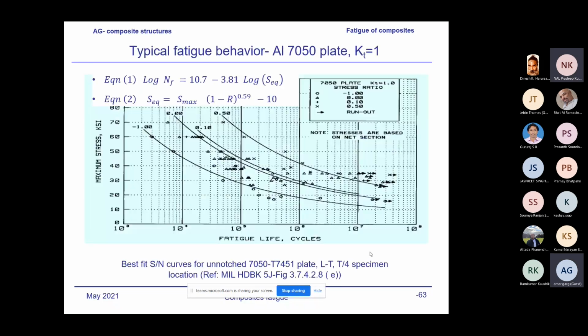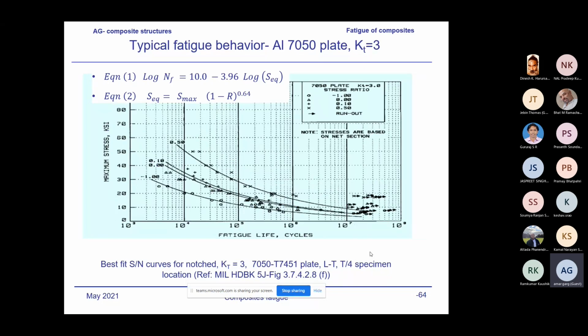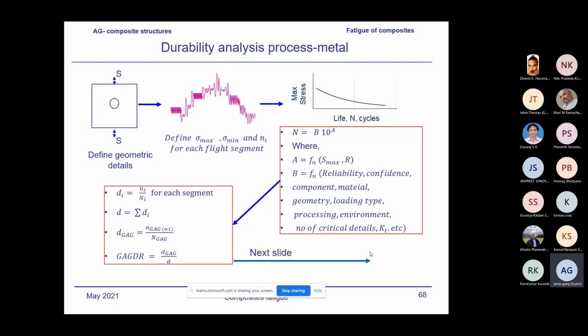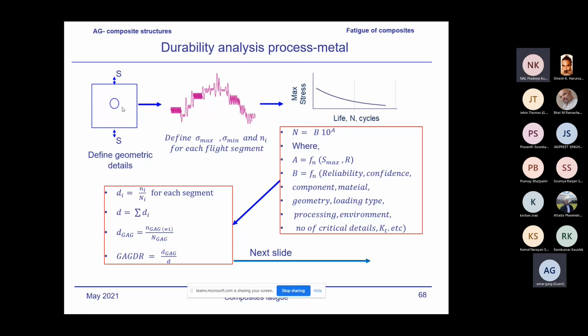So I've just shown here, I won't go into the details of this. I've just copied from Milan Book 5 this typical chart, the SN chart, don't worry about it. For the durability analysis process, just qualitatively, I have put up the process here to demonstrate what you would do for durability analysis for the metals. So you have some geometric detail, hole, bolted joint, lug, or any structure detail. You have a spectrum, so define sigma max, sigma min, and Ni.